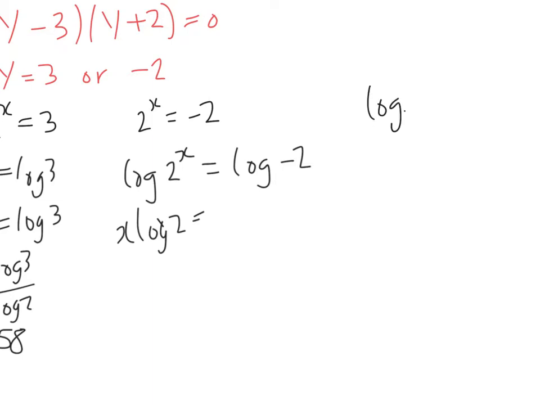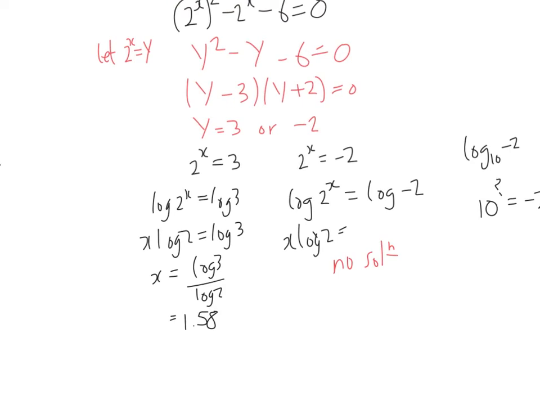The log to the base 10, say, of minus 2. That's saying 10 to what power would give minus 2? And there's no way you can raise 10 to a power to get a negative answer. So it doesn't work. So that is wrong. So there is no solution to that side of the equation. So the only option is that 2 to the power of x equals 3, i.e. x equals 1.58.